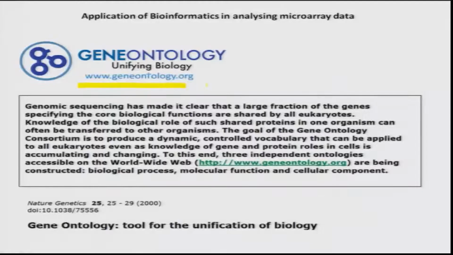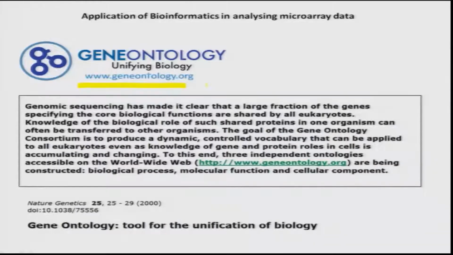Controlled vocabulary should not be something where everyone uses a different terminology; it should be the same if it defines the same function, therefore easy to understand, and it can be applied to all eukaryotes even as knowledge of the gene and protein roles in the cell is accumulating and changing, because you have to have some unifying code. To this end, 3 independent ontologies accessible on the World Wide Web, that is geneontology.org, are being constructed. That is when they put this proposal. Now it is pretty much being used.